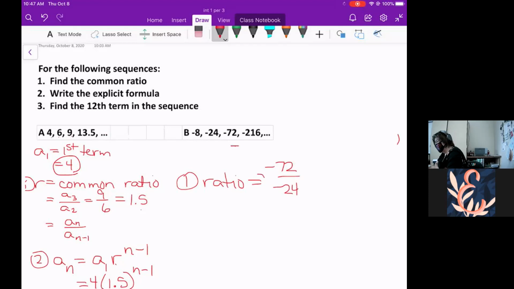72 divided by negative 24 gives me negative 3. Now, write our equation. A sub n equals a sub 1 times r to the n minus 1. A sub 1 is negative 8 times 3 to the n minus 1.